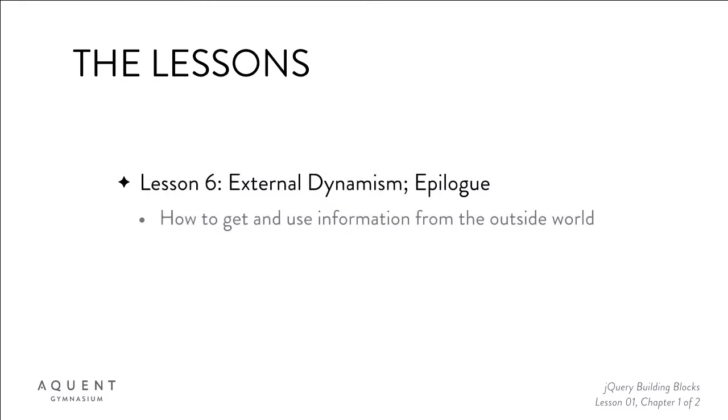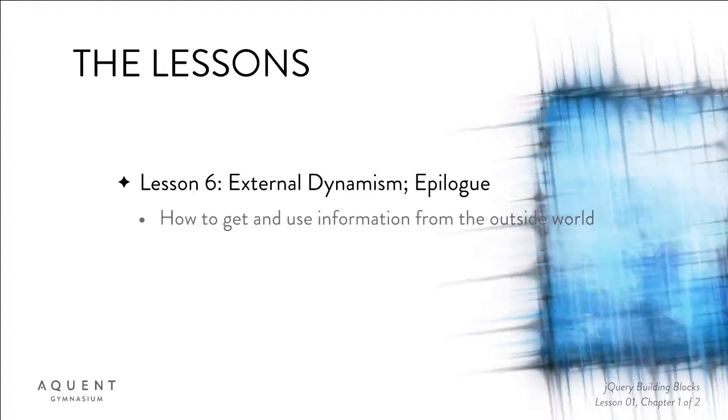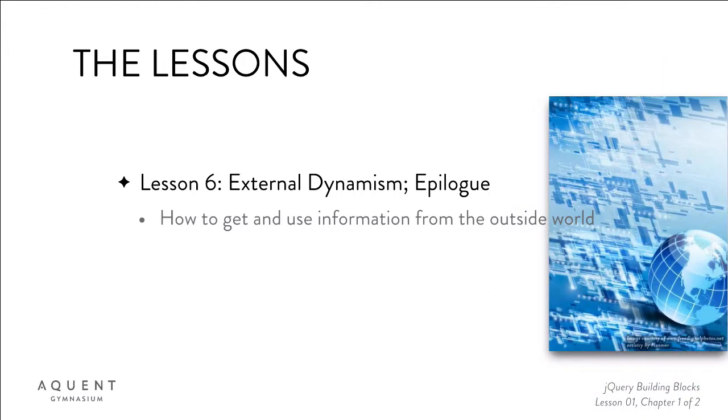And finally, in lesson 6, we're going to turn to external dynamism. The internet is just a vast world of information, right? That's the whole point. And a lot of that information is structured in such a way that you can pull it into your web page and use it any way you want to. And once you've got a handle on updating your page on the fly, a whole other world of dynamism becomes available to you.